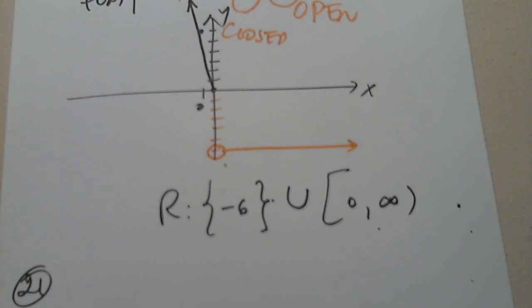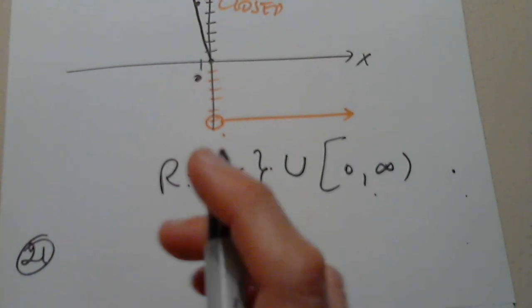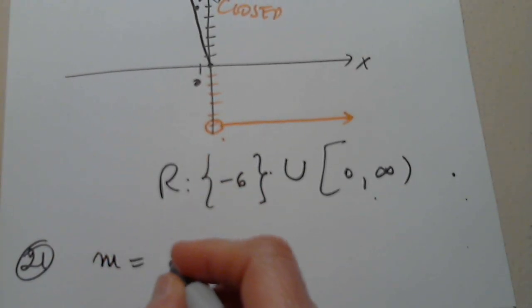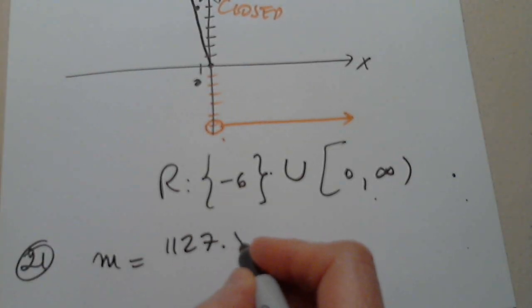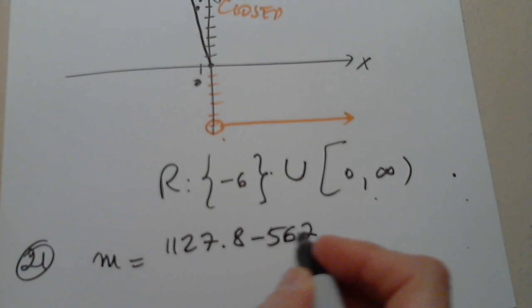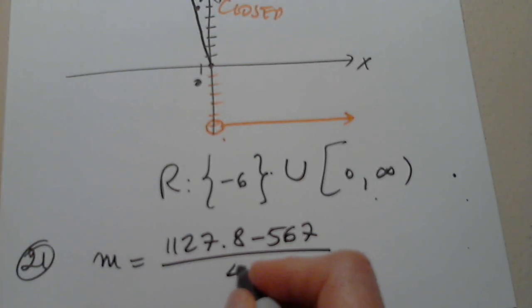So now they want us to find f of 0. Very easy. And f of 4. Always go back and see how many decimal digits are there. That's fine. They are clear. So then the slope will be y2 minus y1, which is 1127.8 minus 567 over 4 minus 0, which is 4.